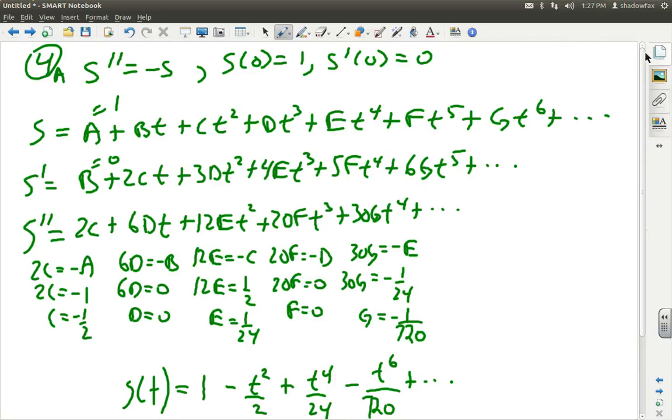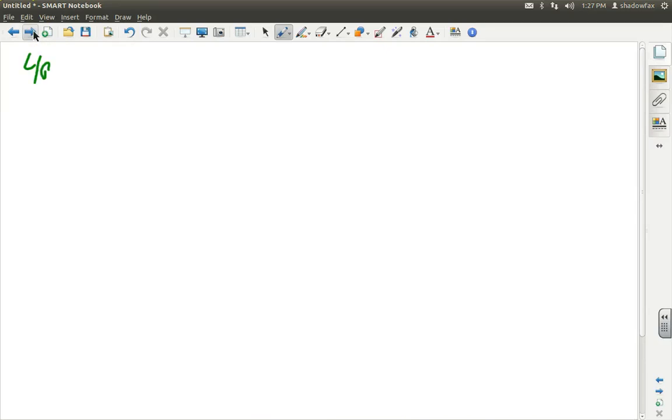Do the same differential equation with different initial conditions. How about s of 0 is 0 and s prime of 0 is 1? Let's try that. All right, so here's 4b. All right, let's do the same thing. S double prime is negative s, just like before. S of 0 is 0, that's different. S prime at 0 is 1, that's different. Okay. Let's do the whole same thing all over again and see what happens.